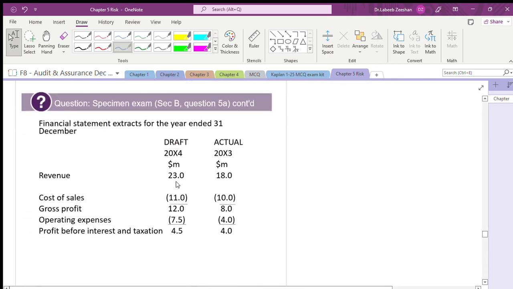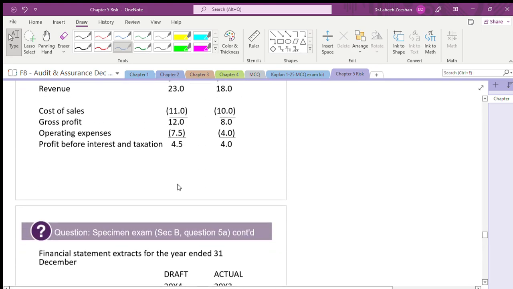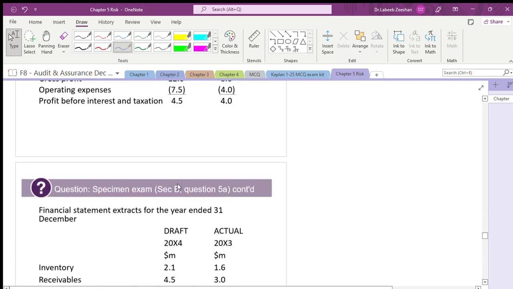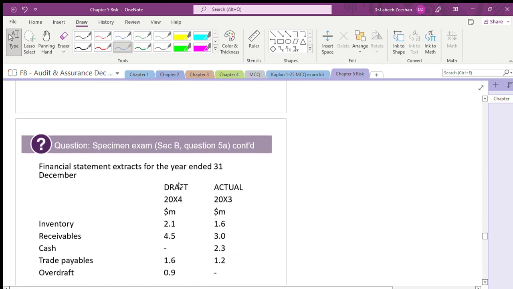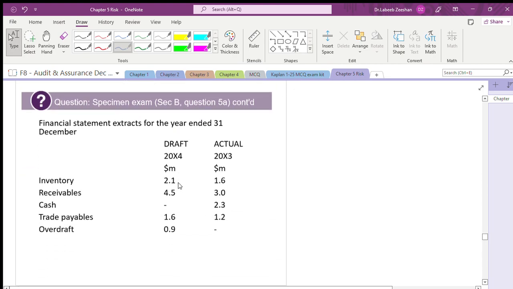Next, see, they have given you some financial statements. Revenue, cost of sales, gross profit, expenses, profit before interest and taxation. They also gave you the financial statement extract for 2003 and 2004. This is very important. Is it right?